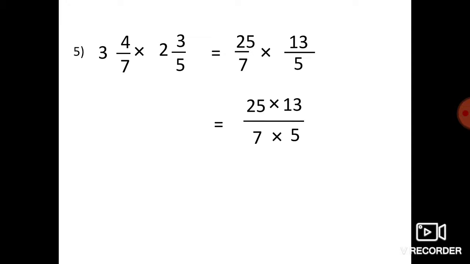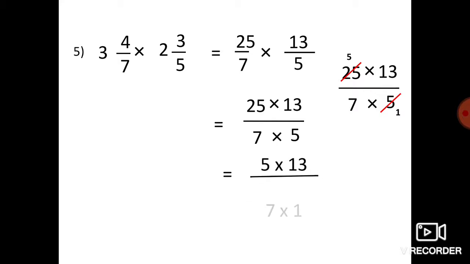Before finding the product, we transpose this 25 into 13 by 7 into 5 into our working column. Then we reduce from here. It is easier. In 5, how many 5? 1. In 25, how many 5? 5. Okay. 5 into 13 by 7 into 1. No other common number. So we write here 5 into 13 by 7 into 1.